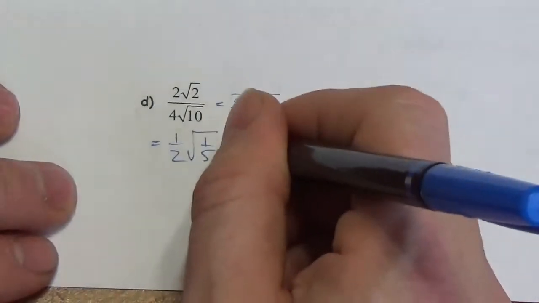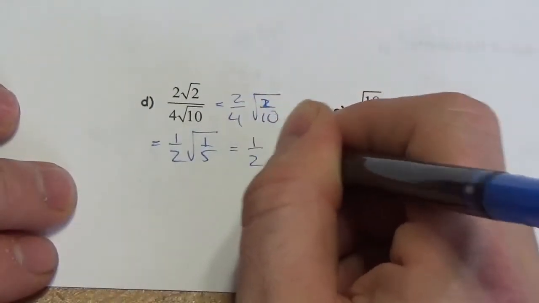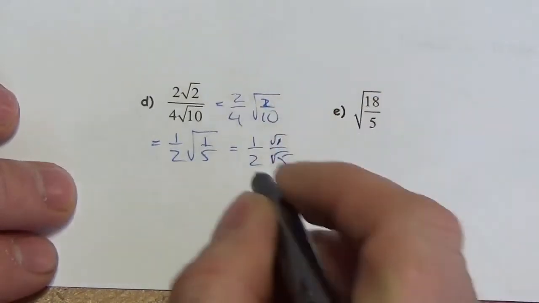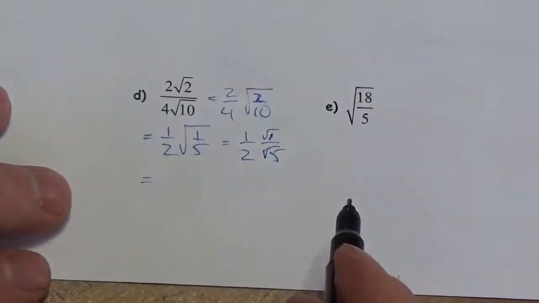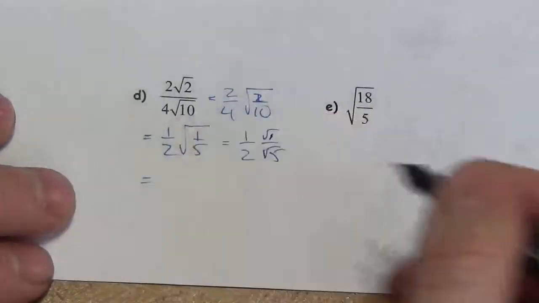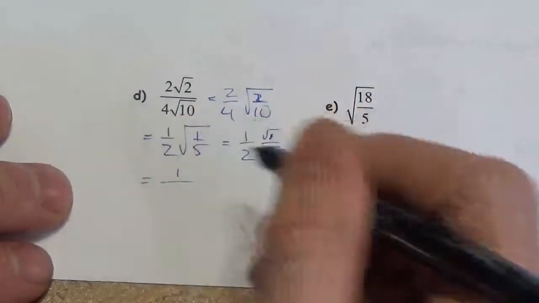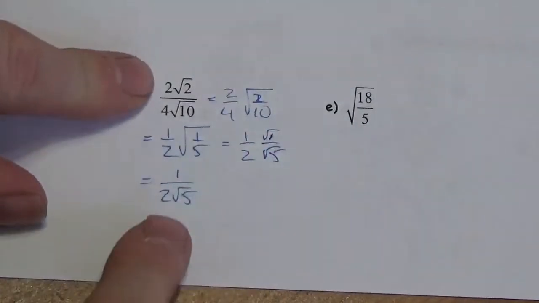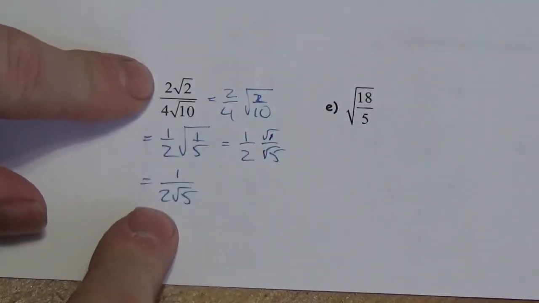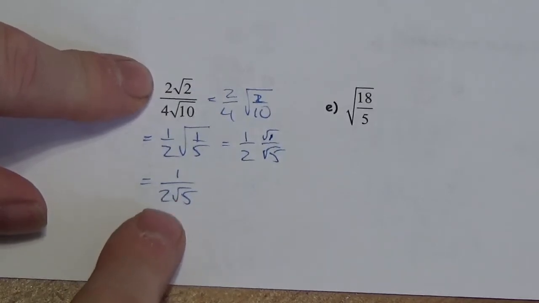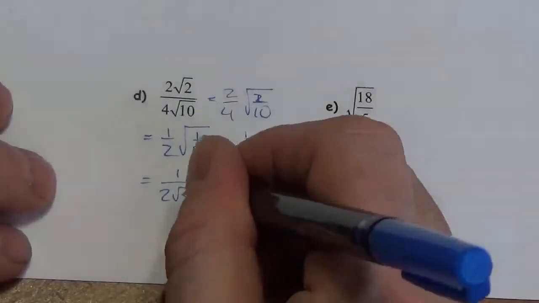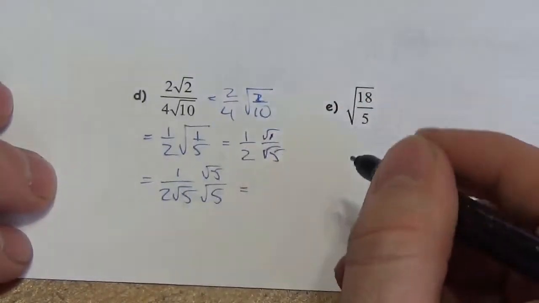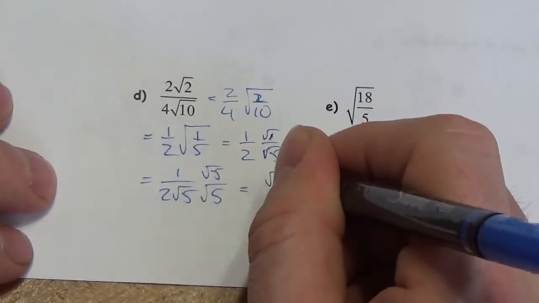Okay, well, and then I can split this back up to 1/2 and then root 1 over the square root of 5. But the square root of 1 is just 1, and I'm hoping that after enough practice you'll just be able to skip that. And so I'm left with 1 over 2 root 5. So this expression is equivalent to this. But I don't like the way this looks with that radical in the denominator, so I'm going to multiply both numerator and denominator by root 5. And so that's going to get me root 5 in the numerator.